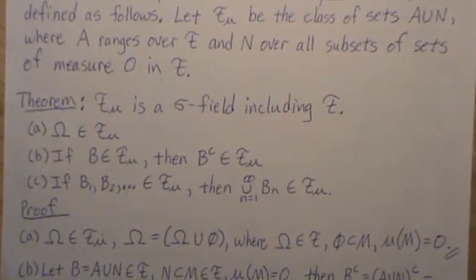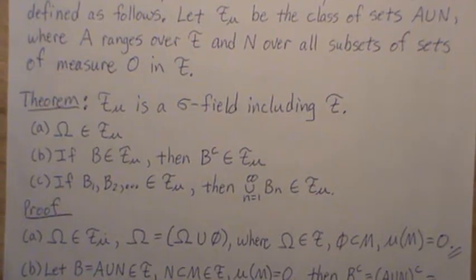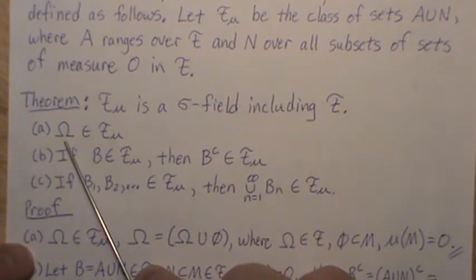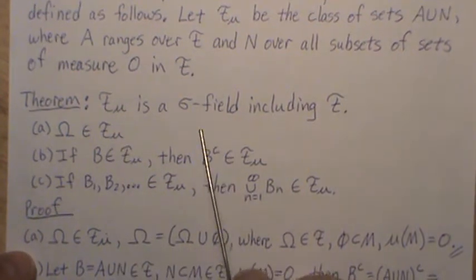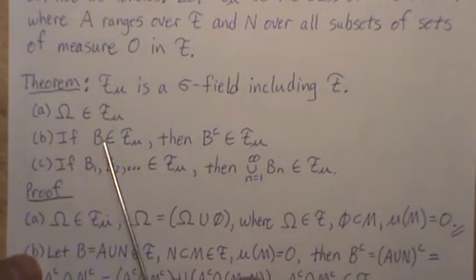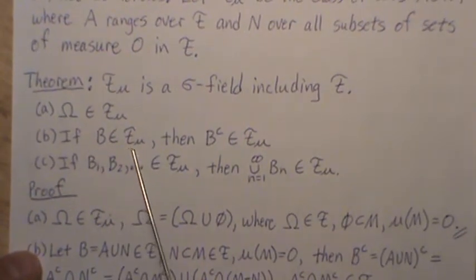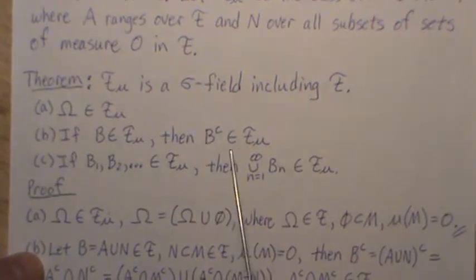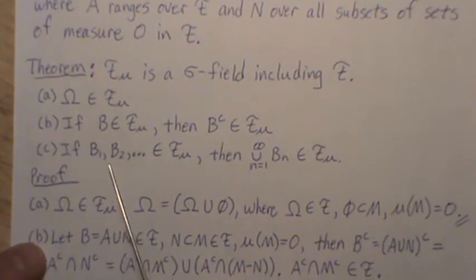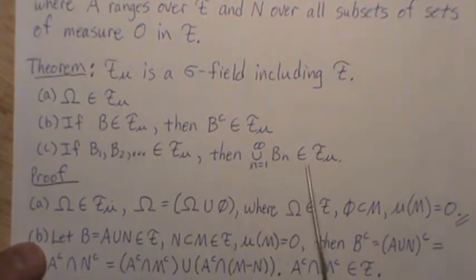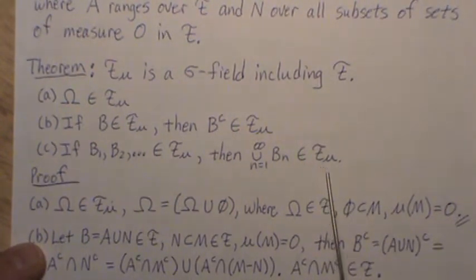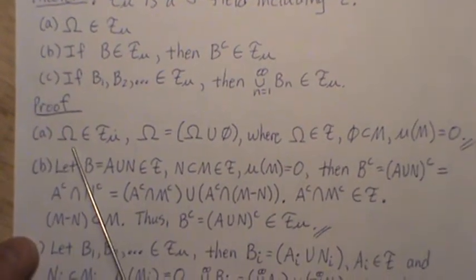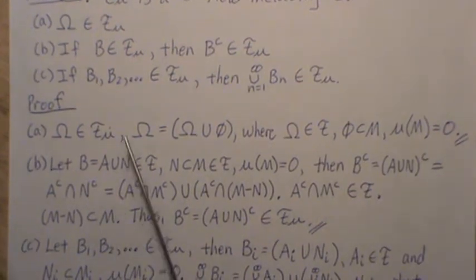Now, F of mu is a sigma field including F. To be a sigma field means omega has to be in it, and if B is in this completion, then the complement has to be in it, and also infinite unions have to be in that completion too. So let's prove those. First, let's prove that omega is in F of mu.